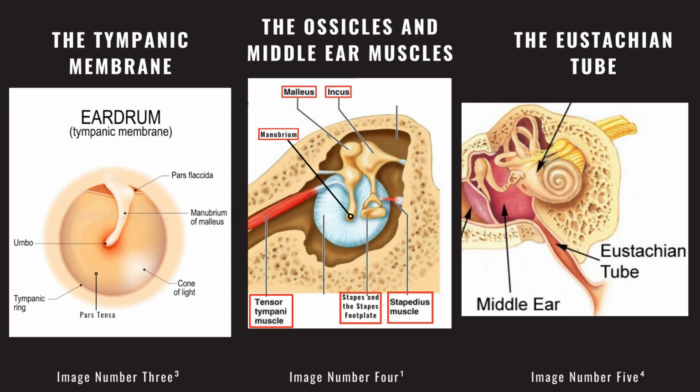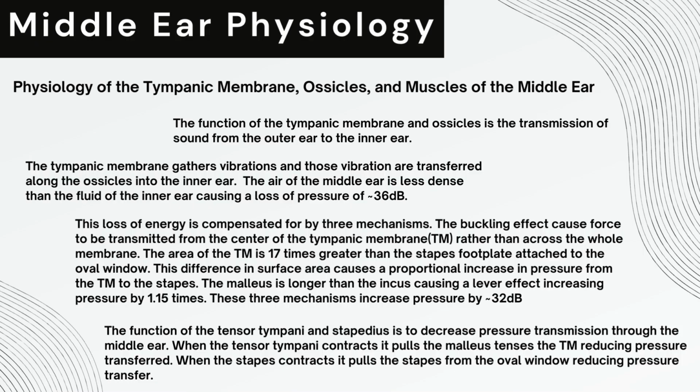Next, we will do the middle ear physiology. Physiology of the tympanic membrane, ossicles, and muscles of the middle ear. The function of the tympanic membrane and the ossicles is the transmission of sound from the outer ear to the inner ear. The tympanic membrane vibrates, and those vibrations are transferred along the ossicles into the inner ear.